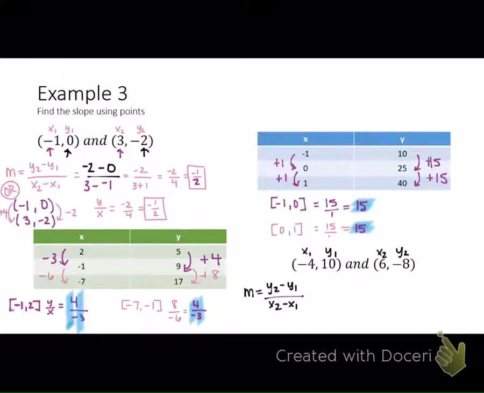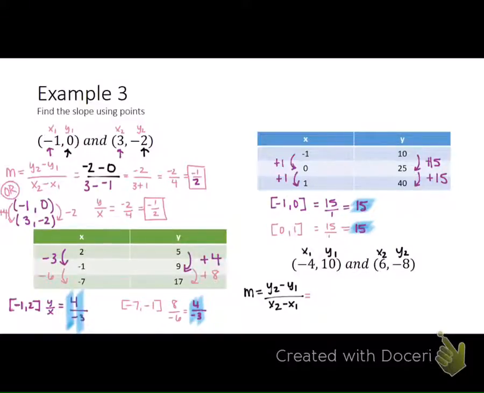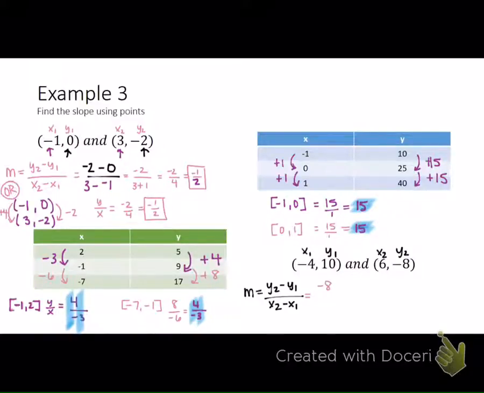Mike, what would you plug into the top of the equation? Wait, which way are you doing? The bottom. Right. Negative 8, minus 10. Okay, good. So that's your y's. And then on the bottom there, Josh, what would you put on the bottom?